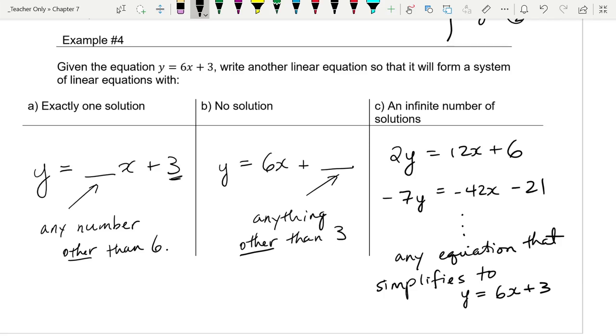Or you might have a system that you think has a solution and doesn't, which means that this will happen to you. So you need to be able to recognize those two situations: when there's no solution, versus when there's no single solution because it's the same equation twice. There's infinite solutions. Any questions?